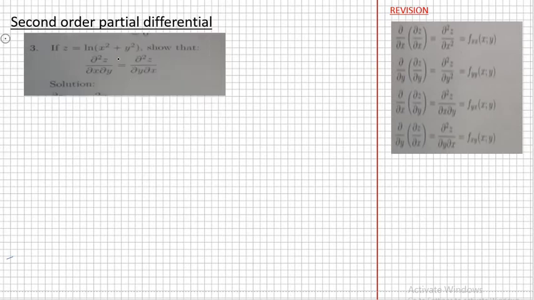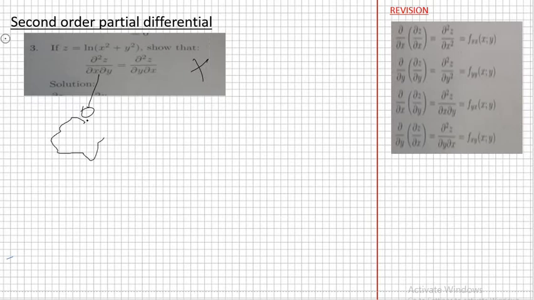So we have another example here. They want you to show that the second derivative of the function z with respect to x and then with respect to y is the same as the second derivative of the function z with respect to y and then with respect to x. So that's going to be your homework, but I'm going to give you some hints. All you need to do is take that function and apply the second derivative with respect to x and then with respect to y.